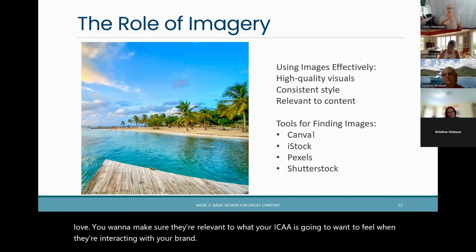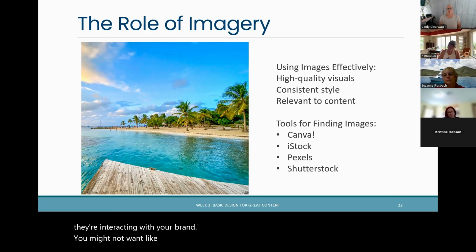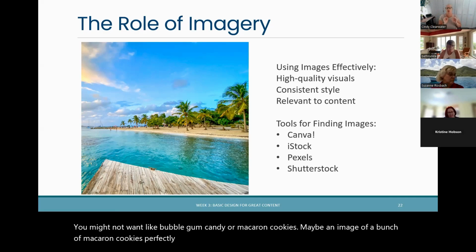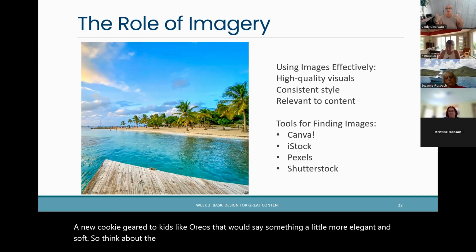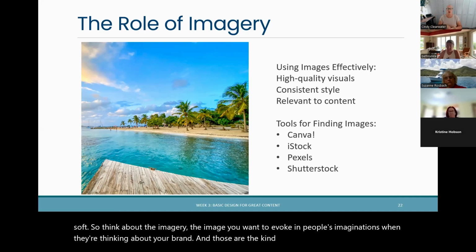You might not want bubblegum candy or macaron cookies. Maybe an image of a bunch of macaron cookies perfectly stacked. Maybe you wouldn't use that for a new cookie geared to kids like Oreos. That would say something a little more elegant and soft. So think about the imagery, the image you want to evoke in people's imaginations when they're thinking about your brand. And those are the kind of images that you want to pull in.